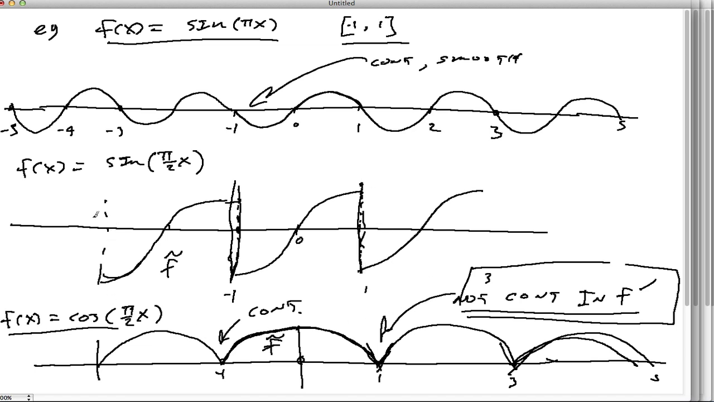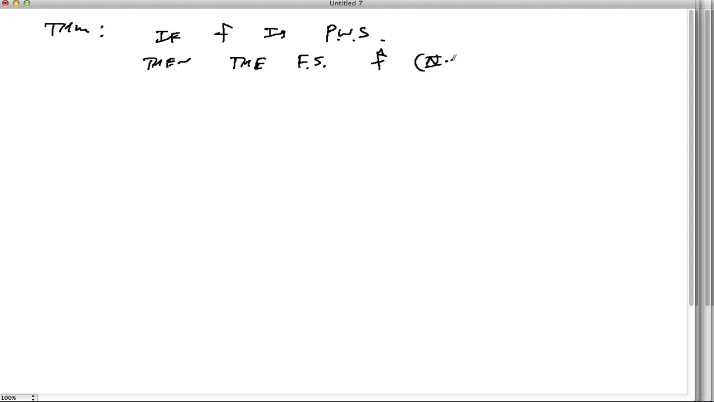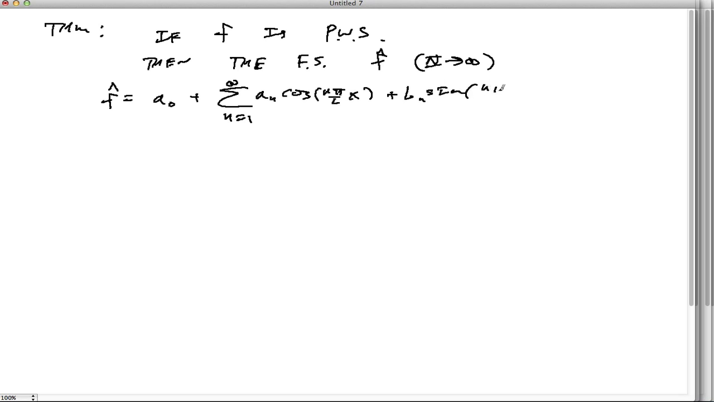All right, so with that said, now let's state the theorem of convergence. So we're not going to prove this theorem, but we're going to state it. Here's the statement of the theorem. If f is piecewise continuous, or sorry, piecewise smooth, then the Fourier series, we'll call it f hat, and this is with n going to infinity. So in this case, f hat is equal to a0 plus the sum n equals 1 to infinity of an cosine n pi over Lx plus bn sine n pi over Lx.